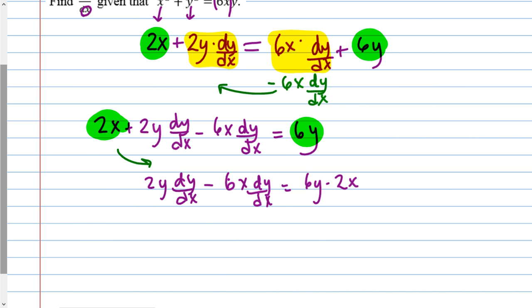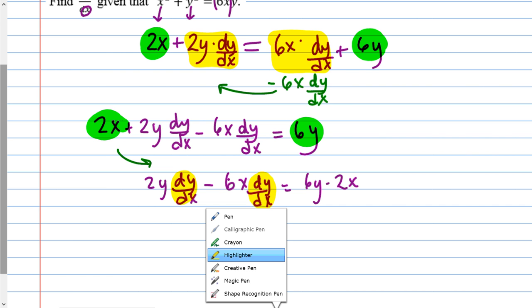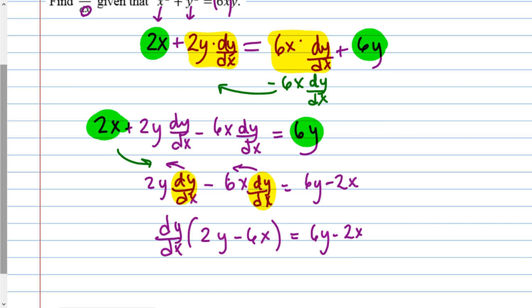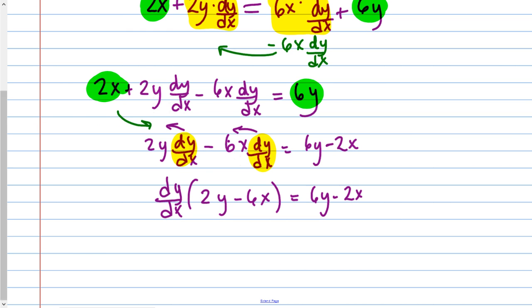Okay, so now the objective was to get these on one side of the equation. Step 3 says factor dy dx out of the left side of the equation. So you're going to factor these two out. So dy dx, factor these out. I have left over 2y minus 6x equals 6y minus 2x. I factored it out.